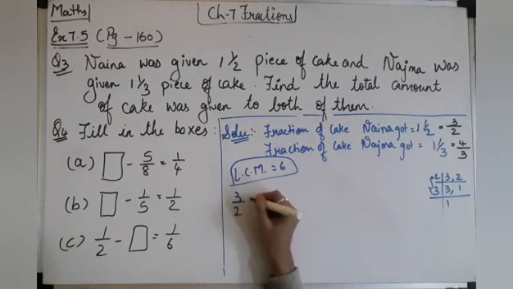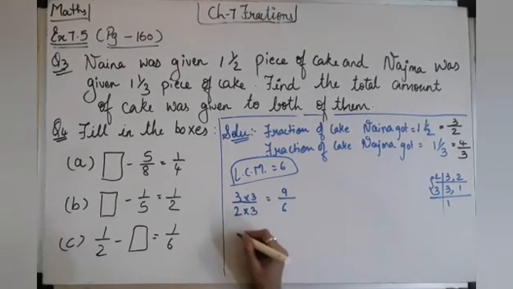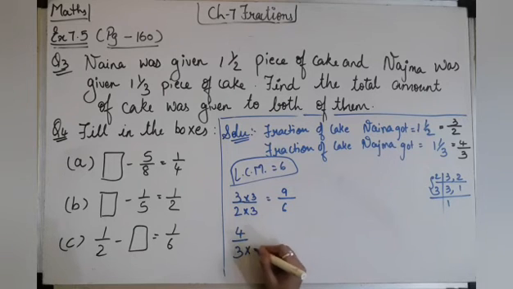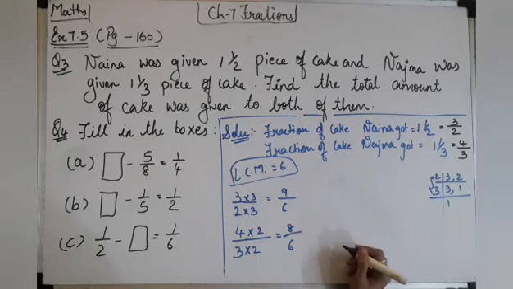3 upon 2. So in the denominator we need 6. So what will we do? We will multiply by 3, and in the numerator also by 3. So 9 upon 6. The next fraction is 4 upon 3. I'll multiply by 2, so I'll get 6 in the denominator. So in the numerator also I'll multiply by 2. 4 twos are 8 and 3 twos are 6. Okay. Now we will do the addition.